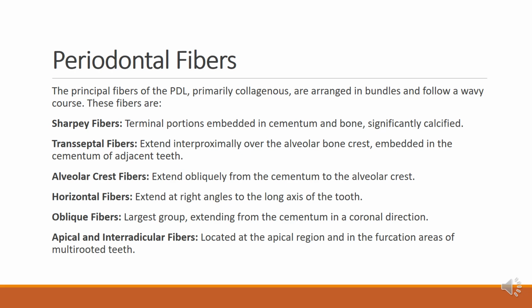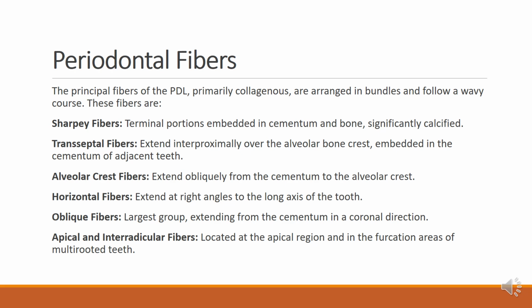Principal fibers of the PDL are primarily collagenous and arranged in bundles and follow a wavy course. These fibers are the Sharpey's fibers, which are terminal portions of the PDL fibers embedded in cementum and bone, and they are significantly calcified. Next are the transseptal fibers. They extend interproximally over the alveolar bone crest, embedded in the cementum of adjacent teeth. Next are the alveolar crest fibers.